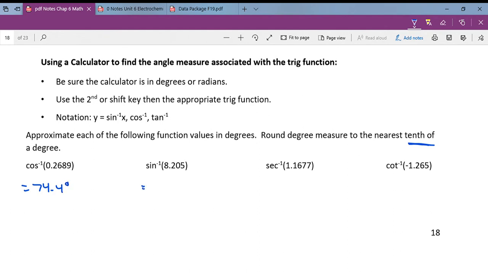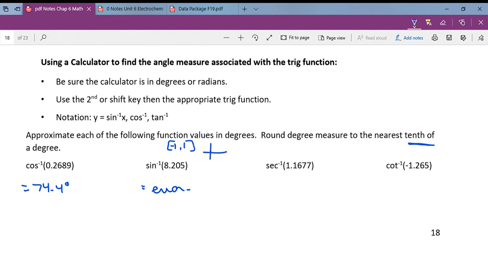If I do this for sine, inverse sine of 8.205, I expect my answer in the first quadrant. What happened? I got error. Why? Well, we've been talking so much about restricted range. We've been saying, what y values can we get? Oh, okay, so it's got to be between negative 90 and 90 degrees. That makes sense. But don't forget there was a restricted domain as well. I can only put in x values between negative 1 and 1.